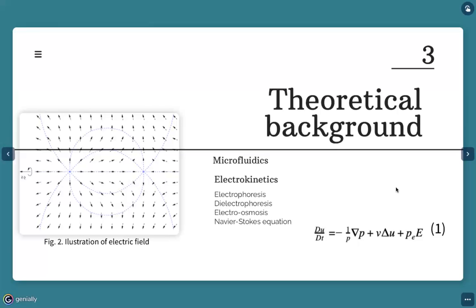Electroosmosis appears in the presence of an established double layer when an electric field is applied parallel to the surfaces. The double layer is moved by the effect of Coulomb forces, and the electrokinetic flow around stationary surfaces is known as electroosmotic flow.